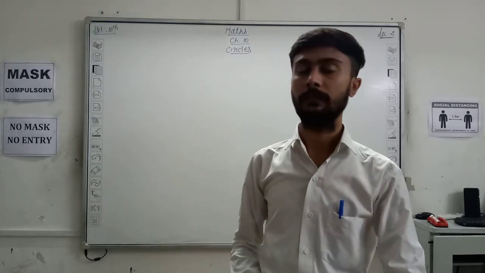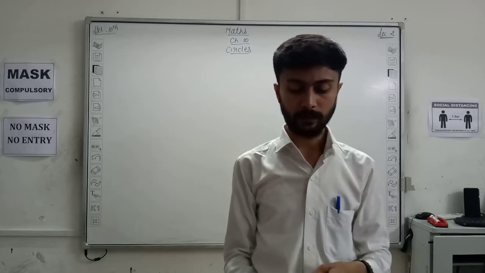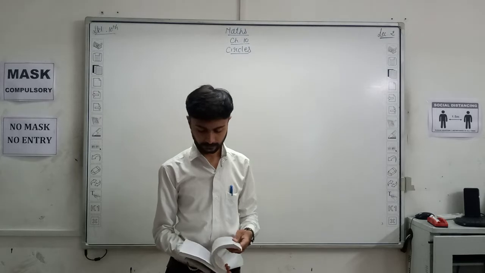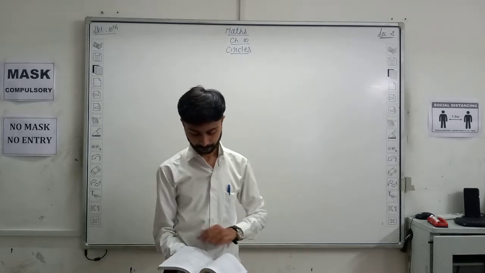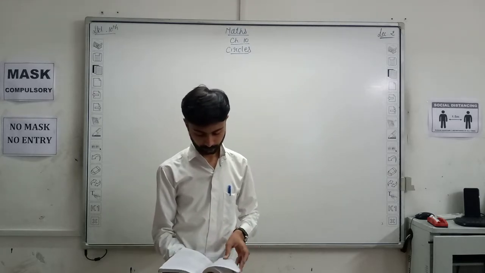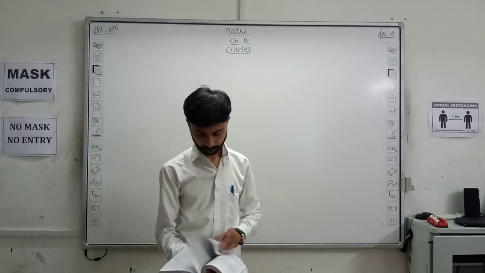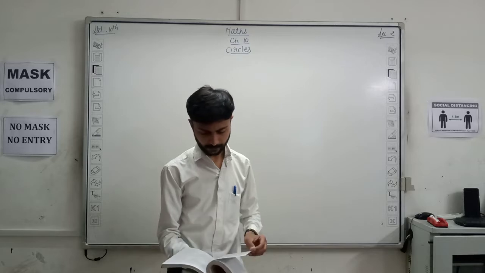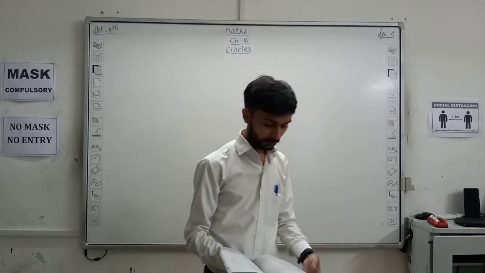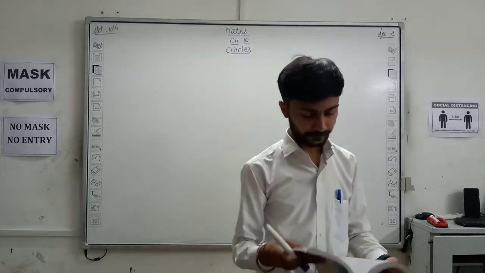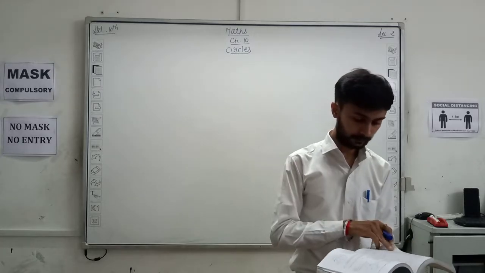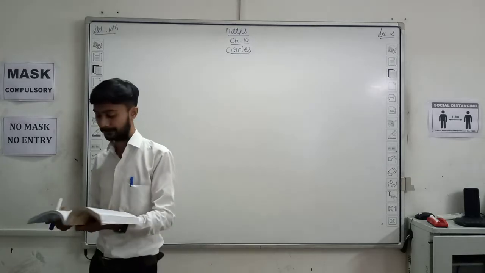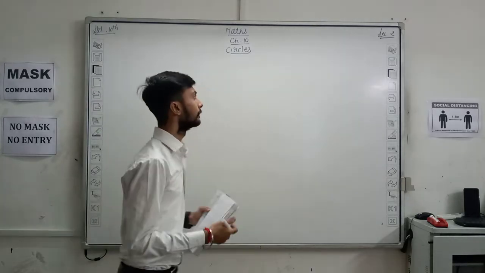So previously we have done some basic introduction about circles, right? Now let's move further. In the last lecture we completed exercise number 10.1, right? Now the next topic: the number of tangents from a point to a circle.